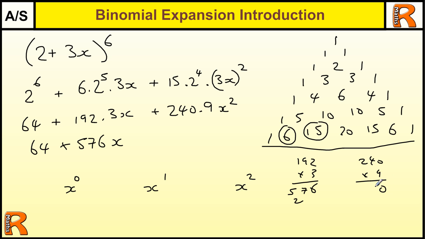It's going to be 0, 6, carry 3, 18 is 21. So 2160 x squared. There are more terms, and it goes x cubed, x to the power 4, x to the power 5, x to the power 6. X to the power 6 was just going to be 3 to the power 6, x to the power 6. But quite often you're only asked for the first 3 terms up to x squared, and sometimes only up to the x. So that's how you would do that.